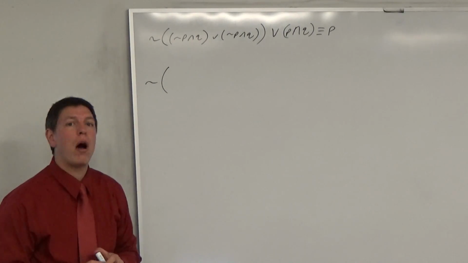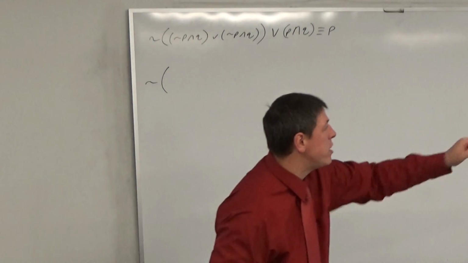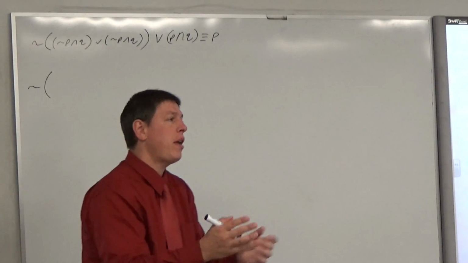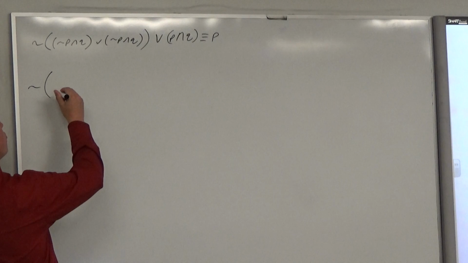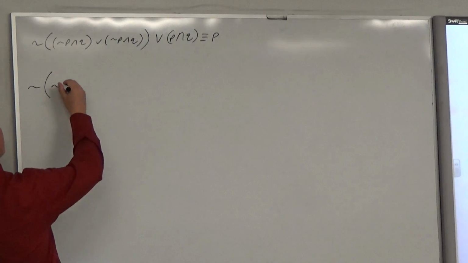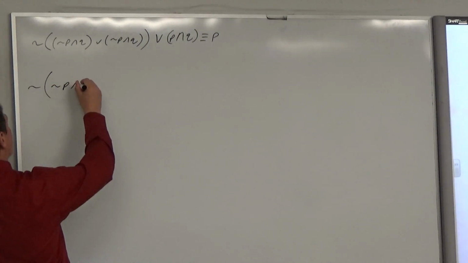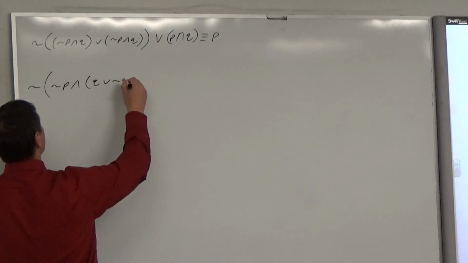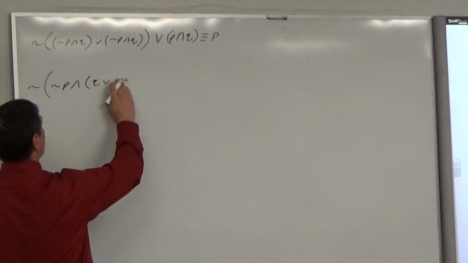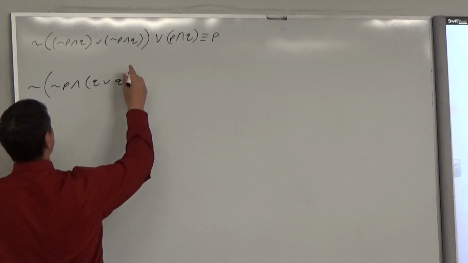The distributive property. In fact, it's just like what we did over there when we factored out the not P. So, sir, can you tell me when you were done with your distribution, what did that look like? Not P and, then Q or Q. Okay. So that looks good.